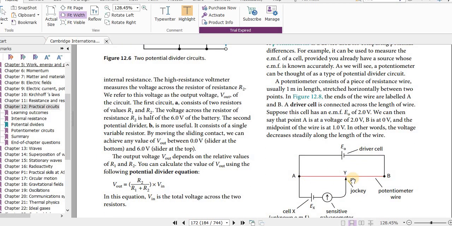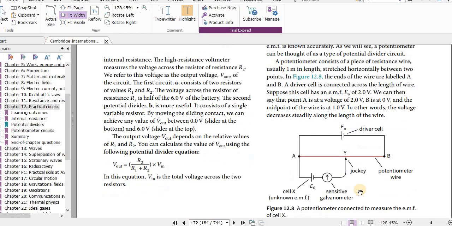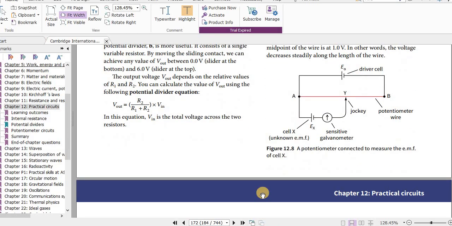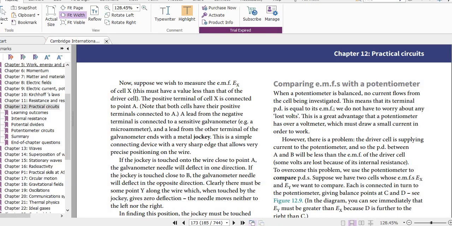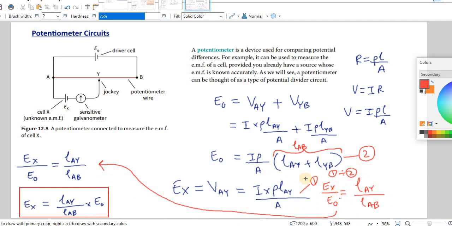We use a crocodile clip and move it along the resistance wire which is attached to the ruler, so that way we can measure the length and we can do this kind of experiment. Like I said, in paper 3 there is a question where you need to do something like this. Okay, so that's the end of the potentiometer circuit.